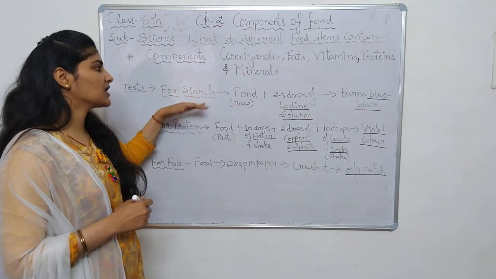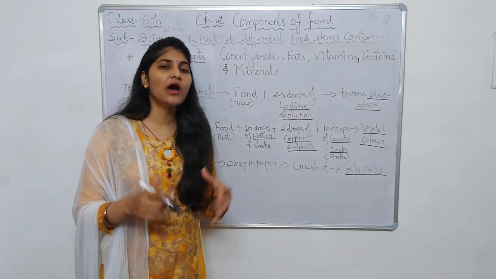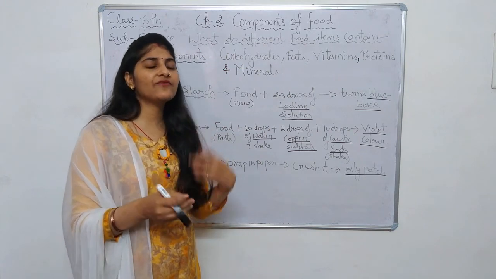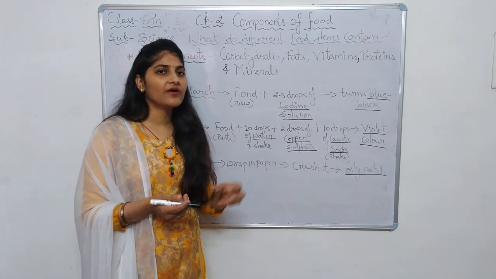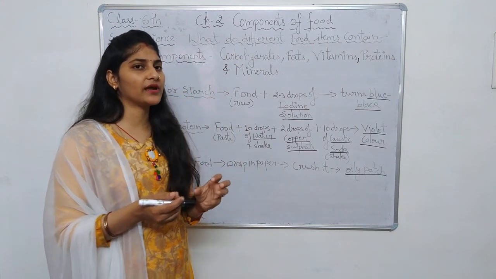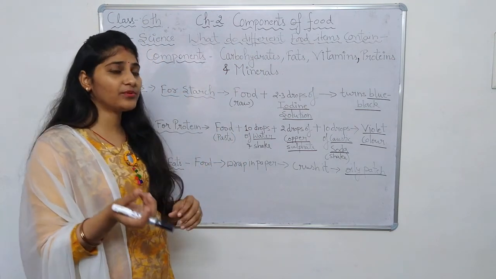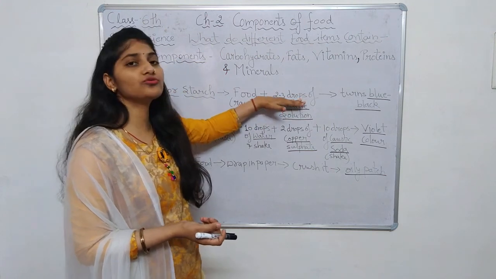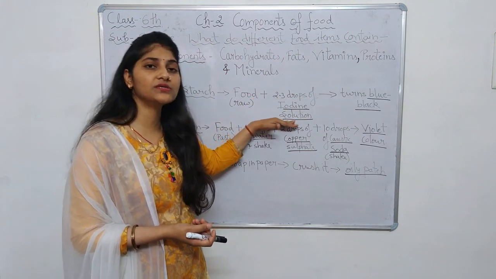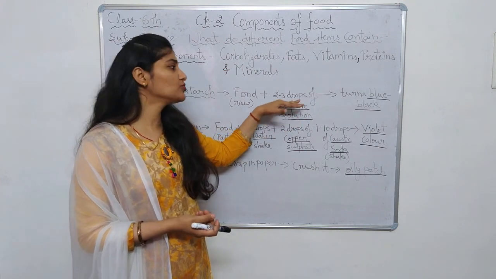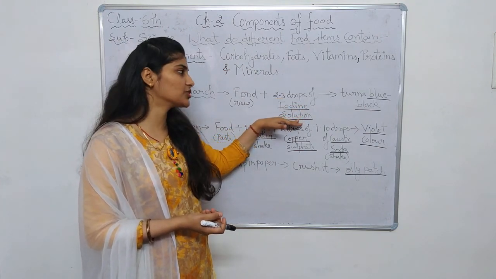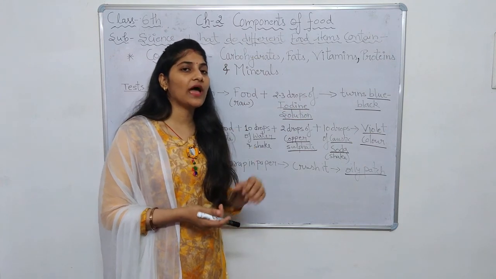In this test for starch, we take some raw food. Say, for example, we take a potato. We cut it in half. We take a small piece of potato and put 2 to 3 drops of iodine solution on it, and then we wait and observe for the color change.